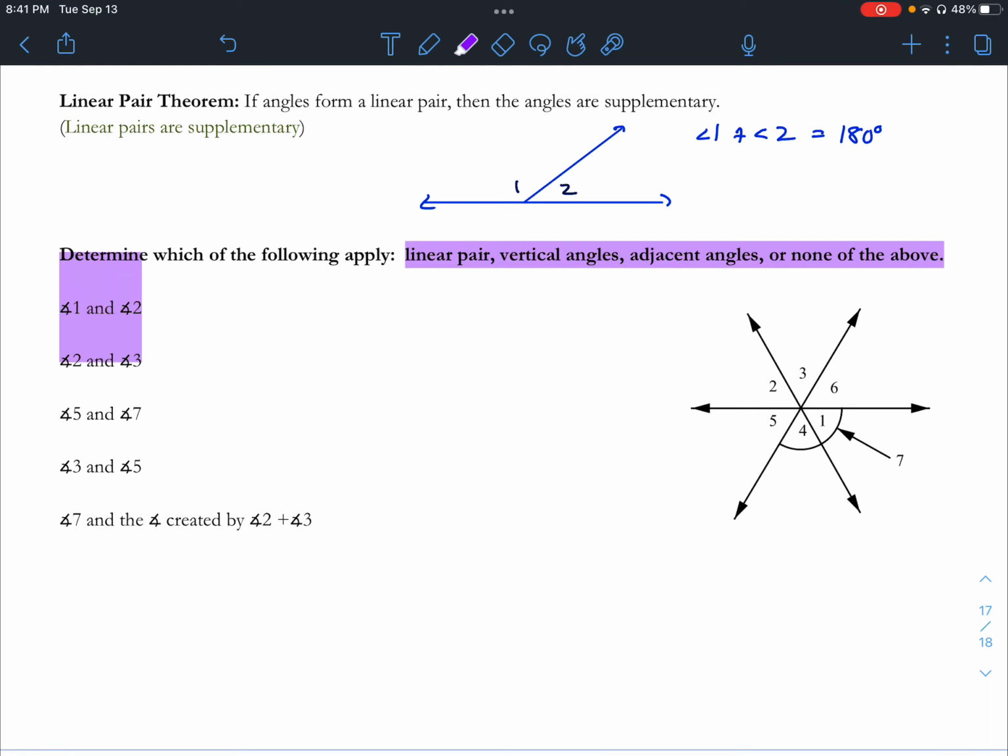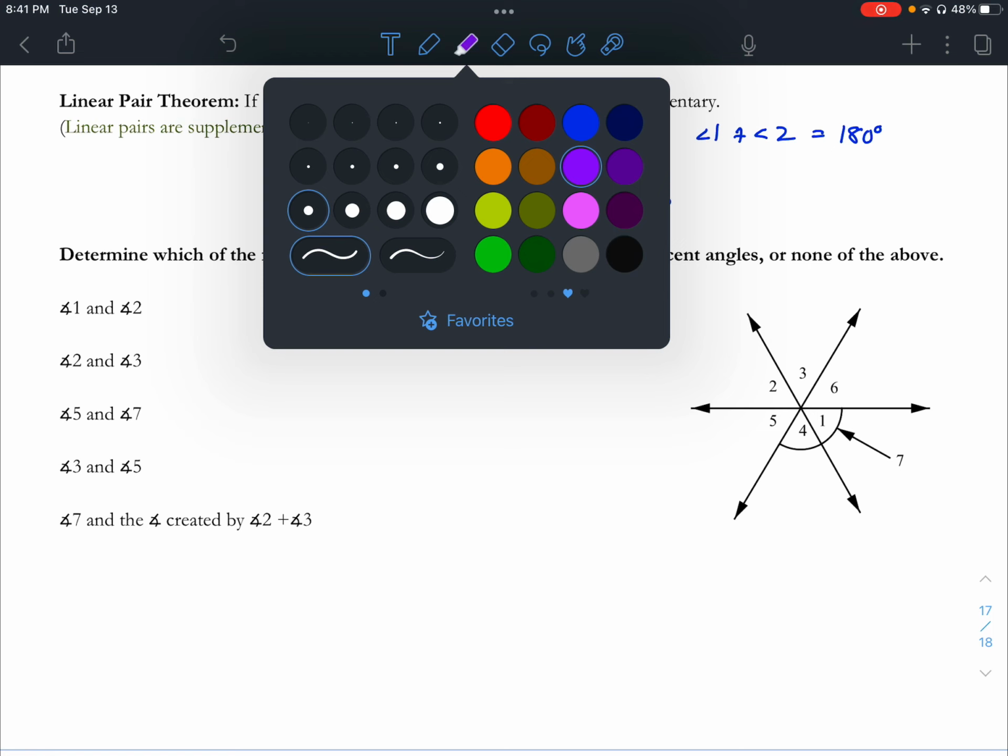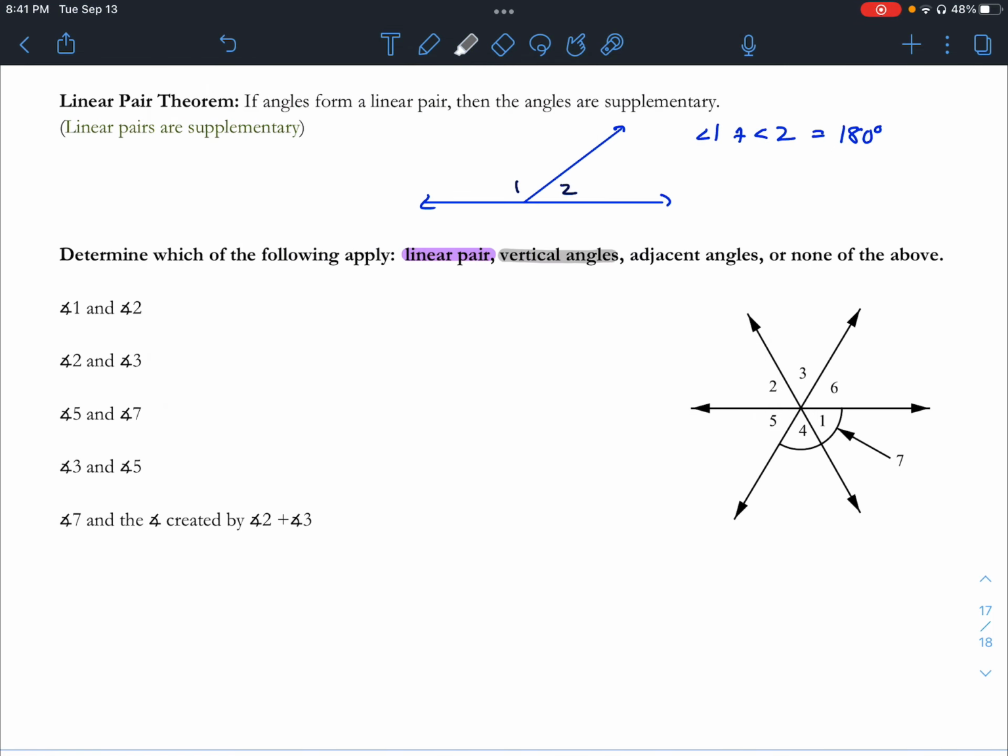So if we wanted to talk about a linear pair, I'm going to go ahead and put these as purple. Let's do vertical angles. I'll do gray. And let's do green for adjacent angles. So basically, I'm going to highlight these, and as we go through, I'll highlight the answers over here as to what I think they're going to be.